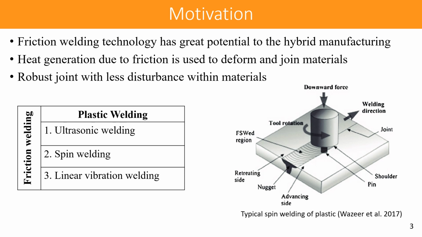So in the plastic welding technology, it has a really great potential in hybrid manufacturing. It could be advanced manufacturing such as additive manufacturing. So the basic thing of this friction welding technology or the plastic welding technology is heat generation at the interface of the tool and the substrate. There are three different types of technology available: ultrasonic welding, spin welding, and linear vibration welding. Ultrasonic welding has the ultrasonic vibration, spin welding has the spinning of the tool, and linear vibration has the hammering of the tool on the substrate material.